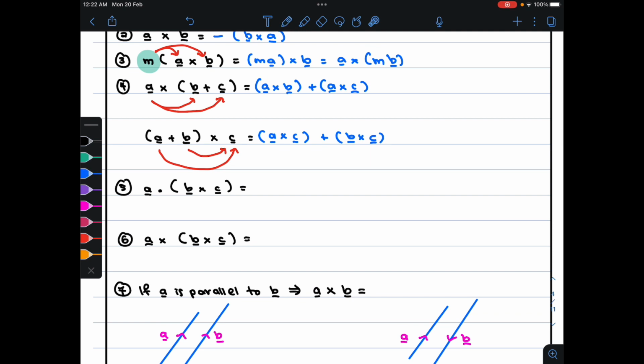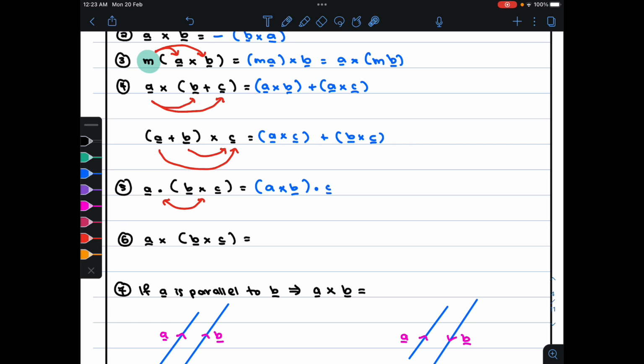But what if you have scalar product and vector product in one expression? Like this one, we have A dot (B cross C). So you can actually swap the two positions of the scalar product and vector product. So it will be (A cross B) dotted with vector C.